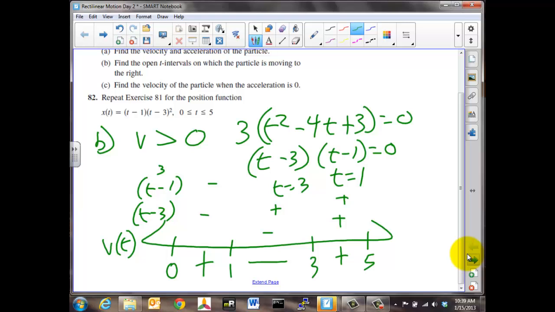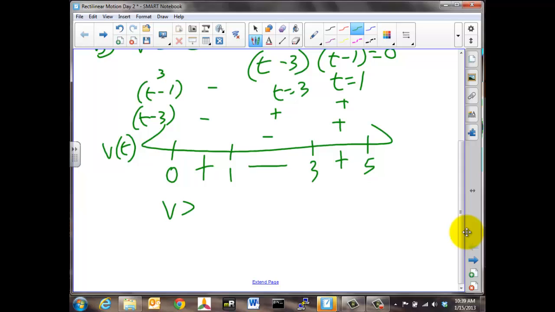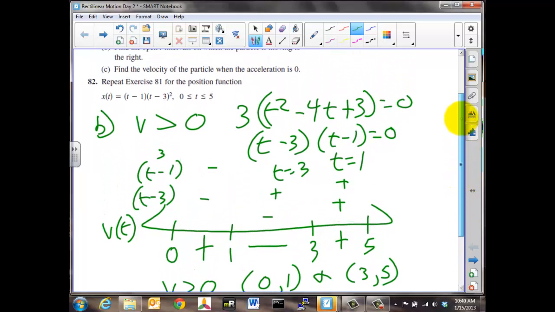Okay? So at 0, I'm moving this way to the right. At 1, I stop and turn around. At 3 seconds, I stop and turn around. Okay? That's what we know so far. So the open intervals on which the particle is moving to the right is? 0 and 1 and 3 and 5. Yep. So it is moving to the right. The velocity is greater than 0 from 0 to 1 and 3 to 5. Is that complex? If I looked at it, it would be, but yeah, you walked me through it.